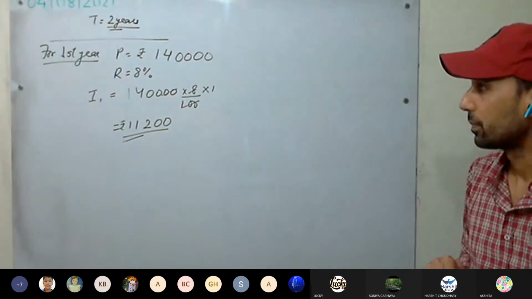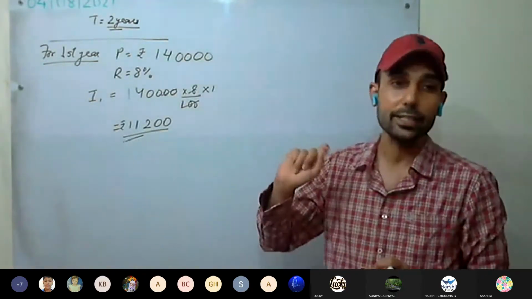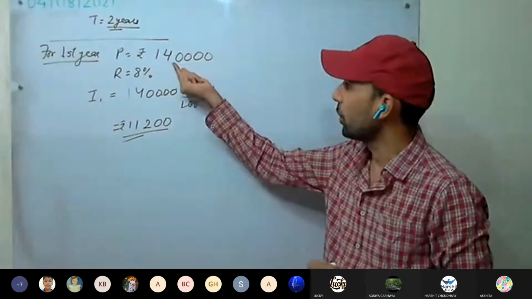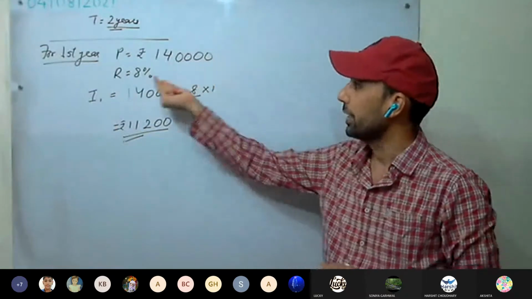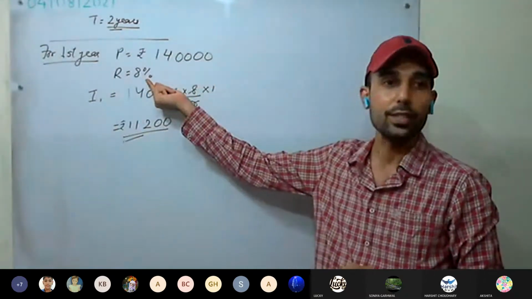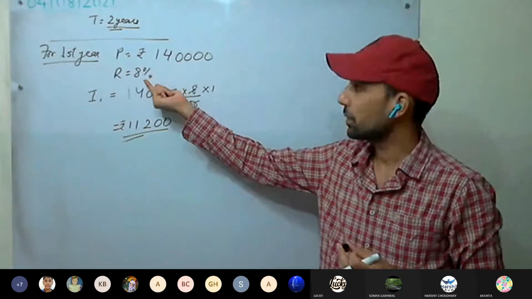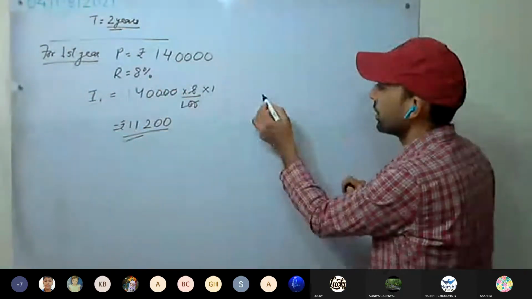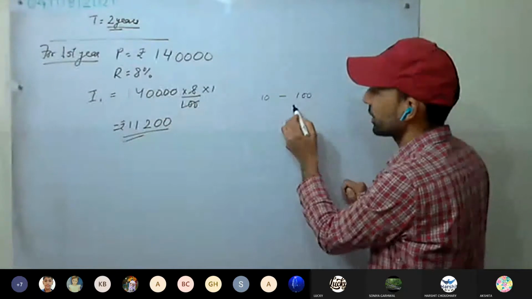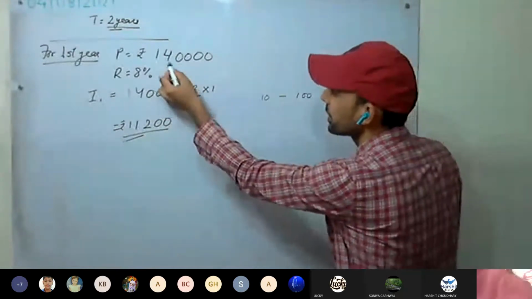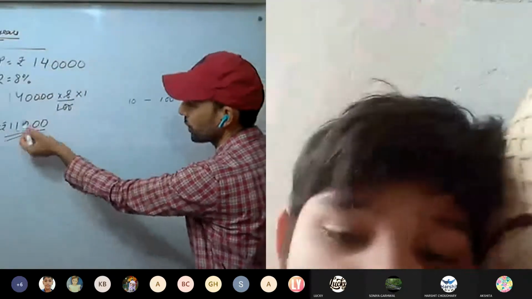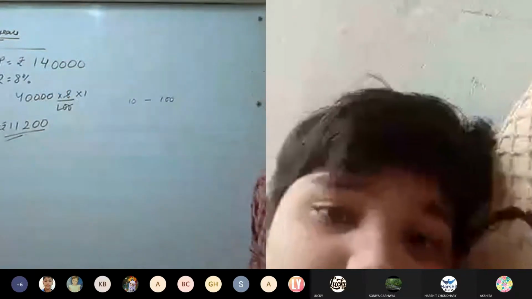As well, see here, you can get the idea. It is 1,40,000. 8% is nearly about 10%, we can say. So 10 on 100 you must get. For 8, something near about 14,000 you must get.